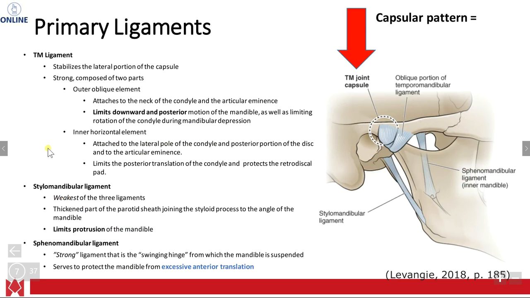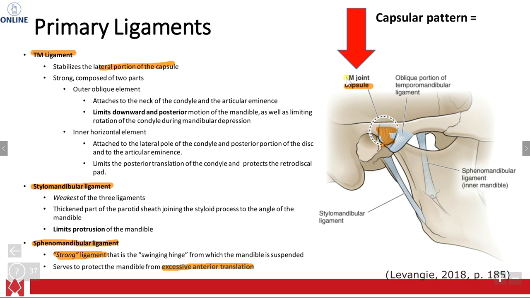Okay, so here a summary of some of the ligaments, temporomandibular ligament. This is going to be connected to the lateral portion of the capsule. You have the stylomandibular ligament. We're not going to focus too much on that one. That's a weaker one, but it does limit protrusion. And then you have your sphenomandibular ligament. Now, this is a strong ligament that helps to keep that suspended. And it prevents excessive anterior translation that's going to occur with opening of the jaw. So when the jaw is very wide open, it makes sure that you don't over open, for lack of a better term, your mouth.